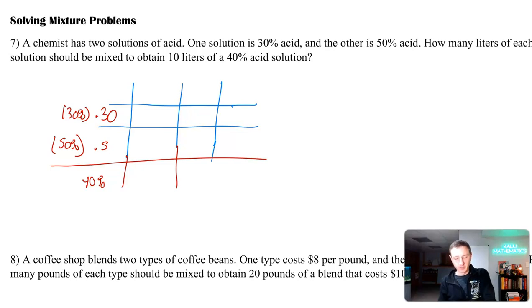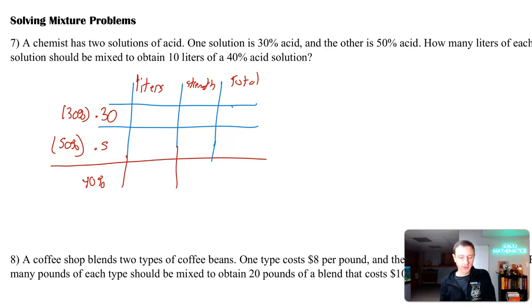So let's think first about the amount. What do we want? We want liters. So we're in liters here, and that's going to be one column. Another column is going to be the strength of the solution, so the percentage, how strong it is. And then let's just call this last column total.